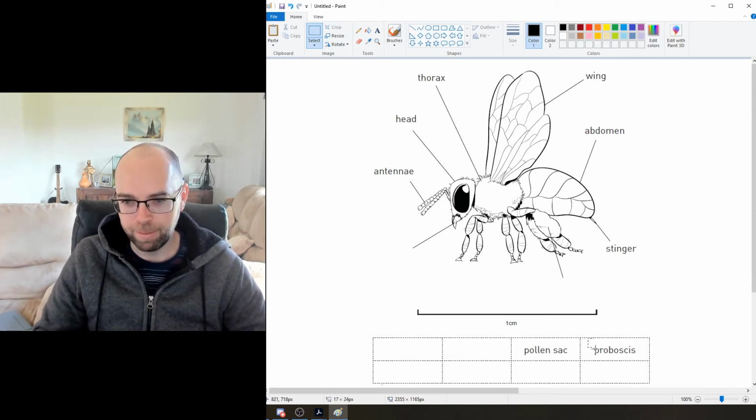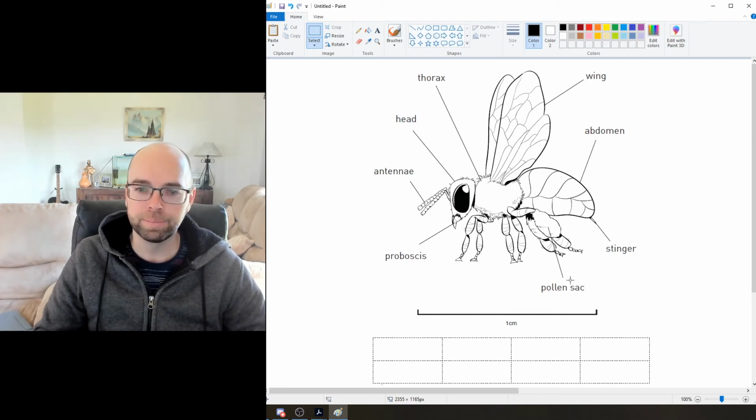Which means we're left with a couple of others. This part here, okay, the proboscis. That bit here is its funny little pincher things, the stuff at its mouth. And the last one is the pollen sac. And this is the one we're going to have a talk about. The pollen sac here.